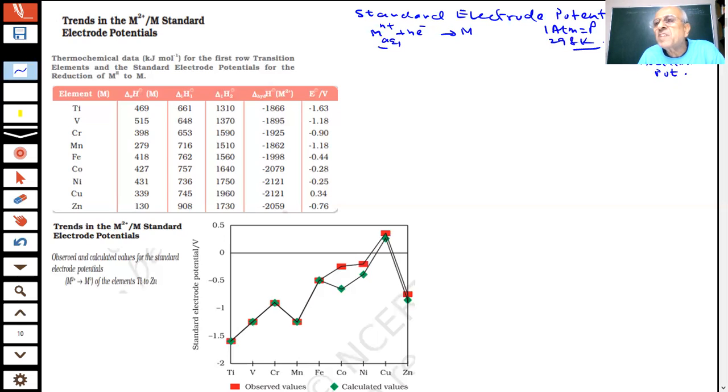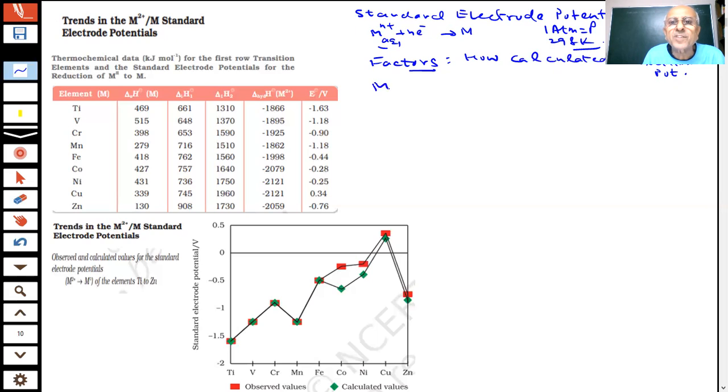It is only to answer certain questions that we can see this. More positive means the element will lose an electron more readily. But how are the standard electrode potential values calculated, students? Or what are the factors on which it depends?